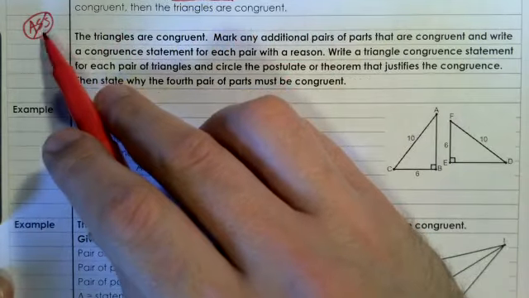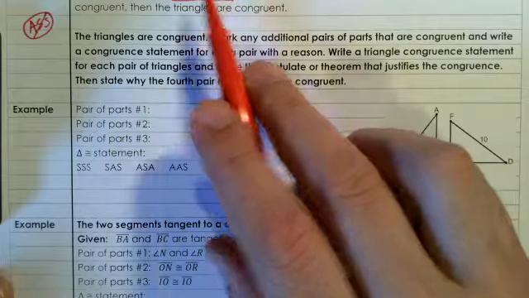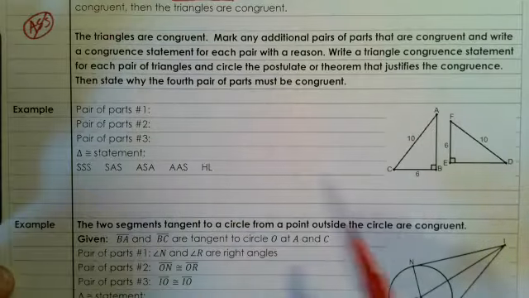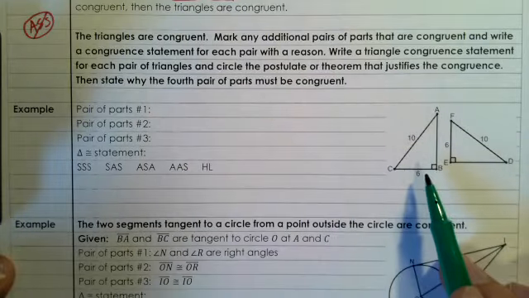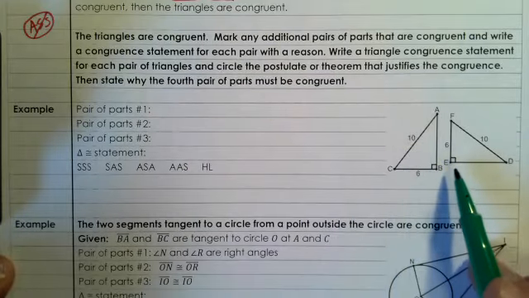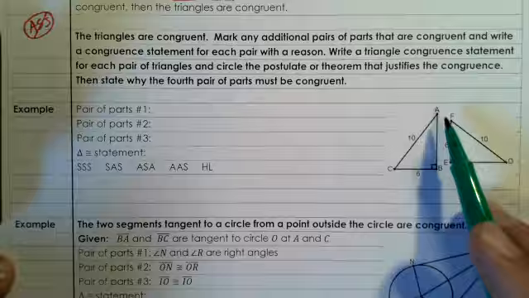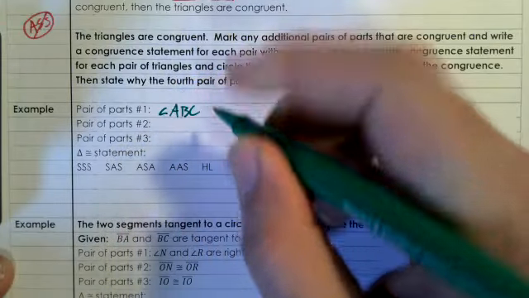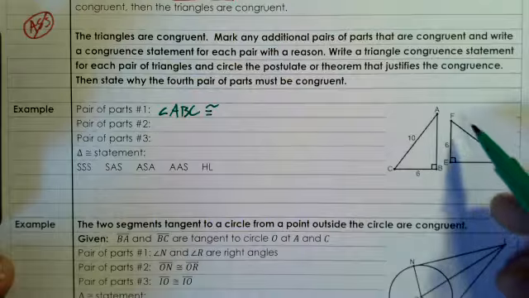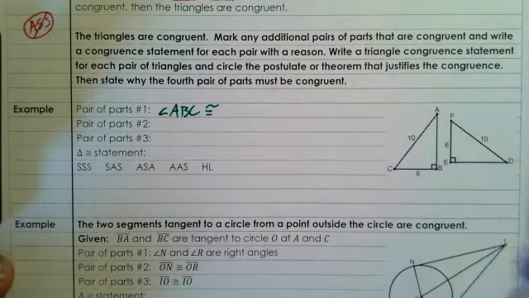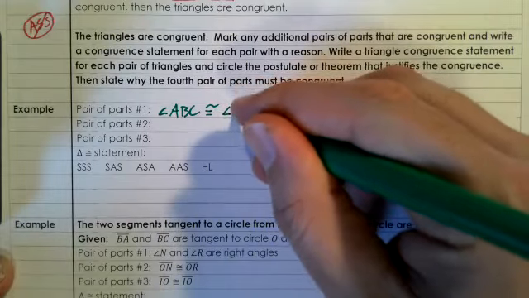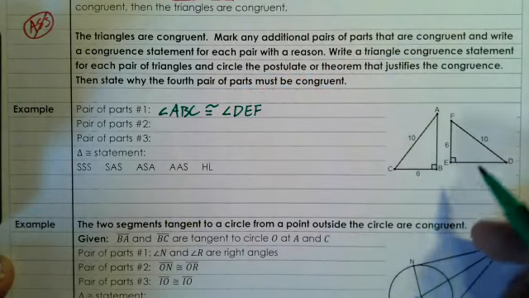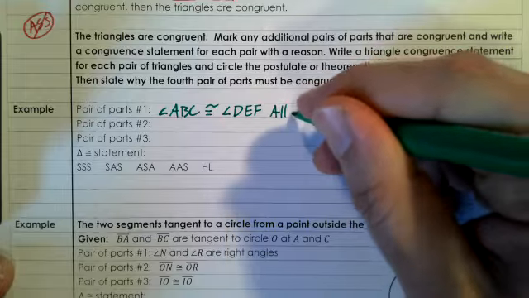This won't work in general, but if it happens to be a right triangle, hypotenuse leg says that, hey, yeah, you can get congruent stuff. So if I look at these two triangles, I can tell that I've got a right angle. So ABC has to be congruent to DEF. And I know that those two have to be congruent because they're right angles, and all right angles are congruent.